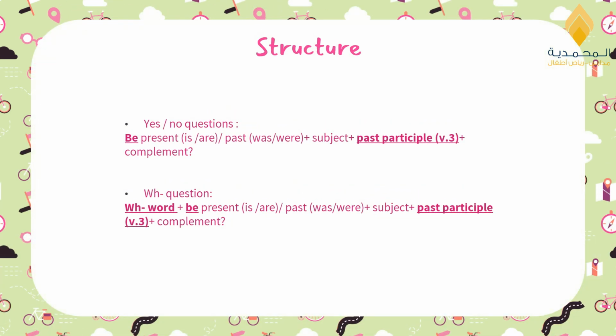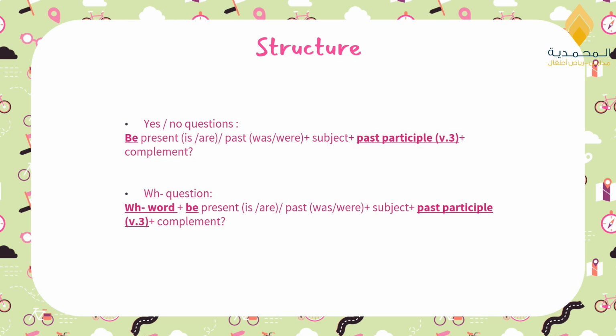Here is the structure of yes or no questions, WH questions, the passive questions, of course. So, if we are forming a yes or no question, we are going to start with verb to be in the present, is or are, for the past, was or were, followed by the subject and the past participle of the verb plus the complement, and at the end add a question mark because we are forming a question.